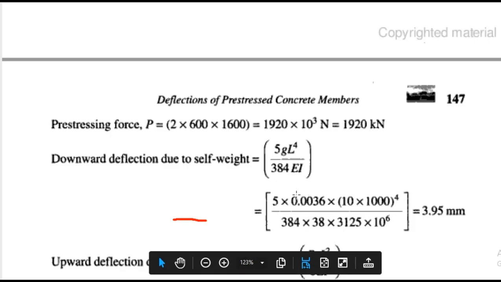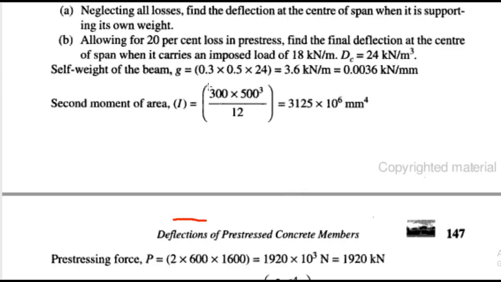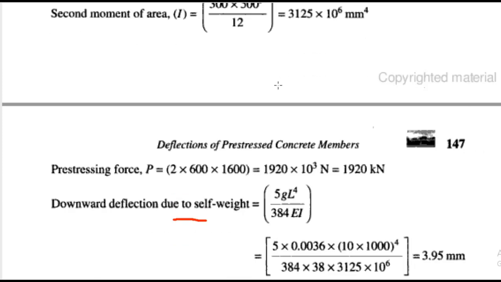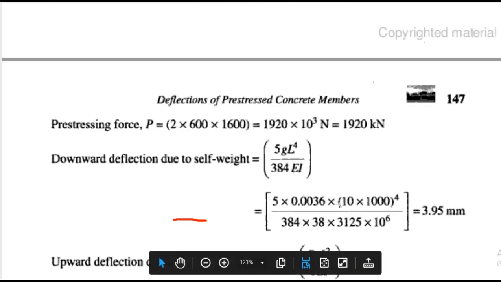Already we have calculated g as 0.3 × 0.5 × 24. This is the self-weight of the beam, where L is the length of the span, given in the problem as 10 meters, that means 10 × 1000 mm. The 5 divided by 384 is the constant value for the concentrated load, where E is the modulus of elasticity of the concrete, and I is the second moment of area of the cross section of the beam. Already we have calculated this downward deflection due to self-weight of the beam as 3.95 mm.